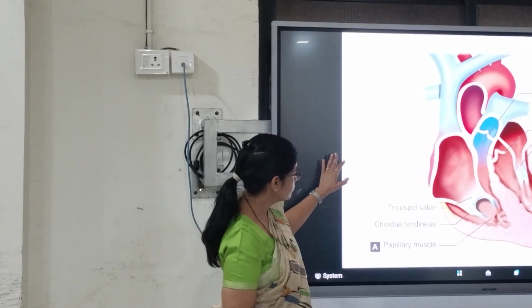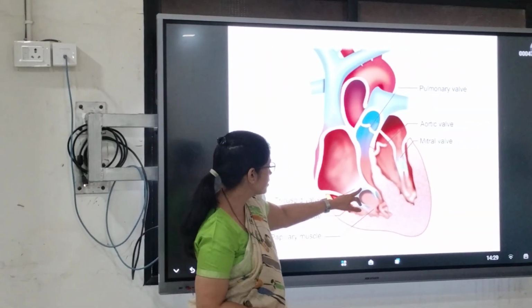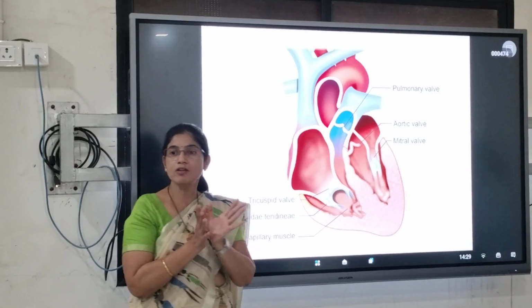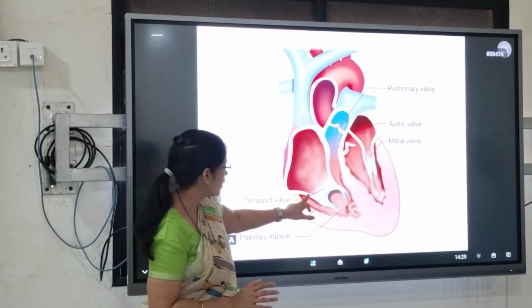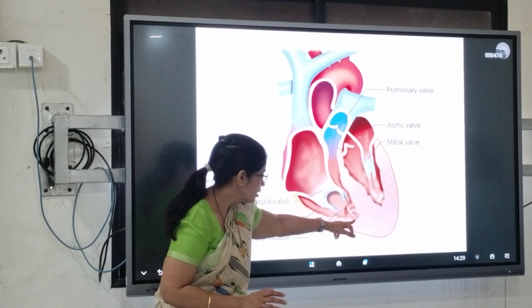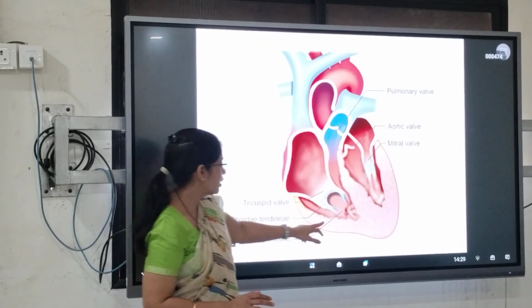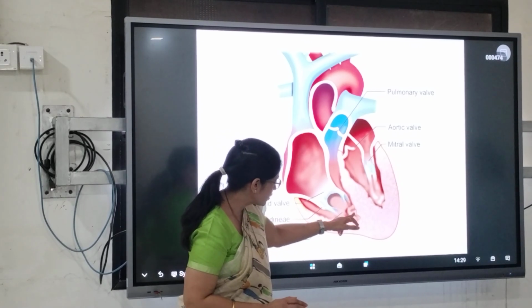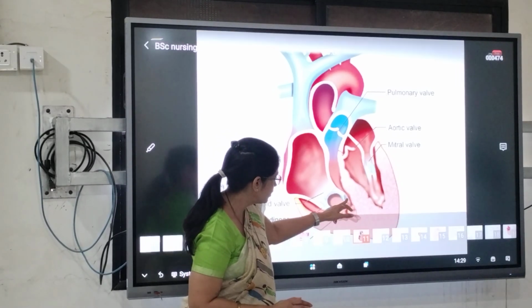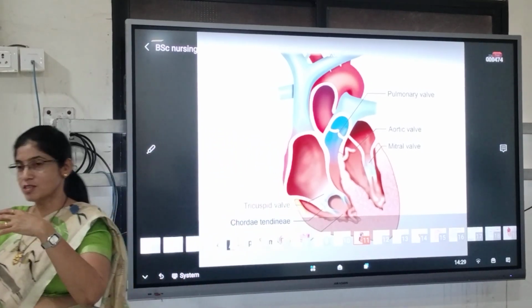These are the walls. I told you how the papillary muscles are there. The valves have cusps, bicuspid or tricuspid, and these cusps are attached to the papillary muscles, which arise from the ventricular wall. These are the papillary muscles, and these are the chordae tendineae, and they are attached to the cusps of these valves.